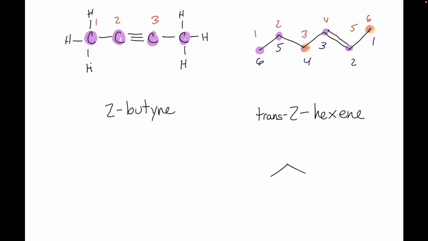If I was going to do the cis version, I'm going to have to put those two groups on the same side of my double bond. So this would be the cis 2-hexene. And yeah, completely different molecules. If you go to Sigma-Aldrich or your stockroom, you can find a bottle of the trans 2-hexene and a bottle of the cis 2-hexene, right? They're just two separate molecules. They have different properties.